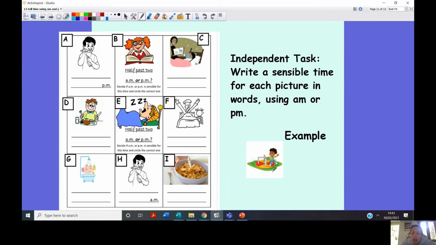So here's an example I've chosen. I've got the boy going to the playground. I'm going to say, for example, 1:30 PM. So after lunch time, so 1:30 PM is time to go to the playground. 1:30 AM would not be time to go to the playground.